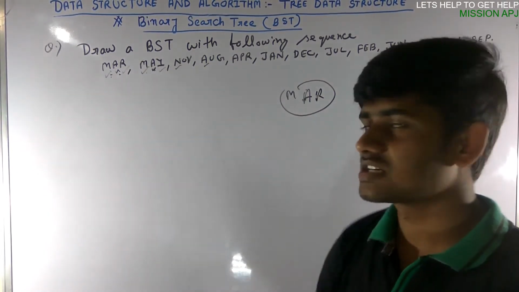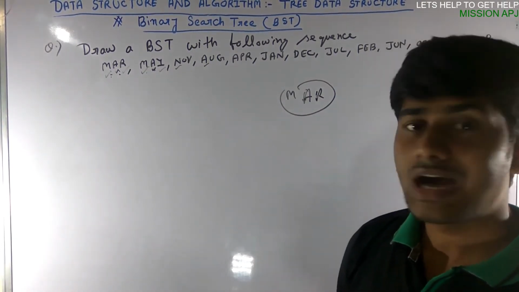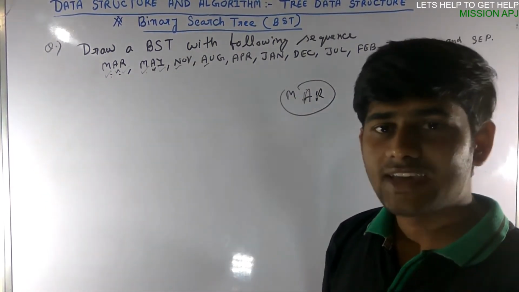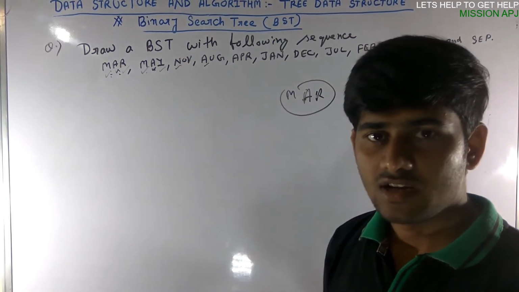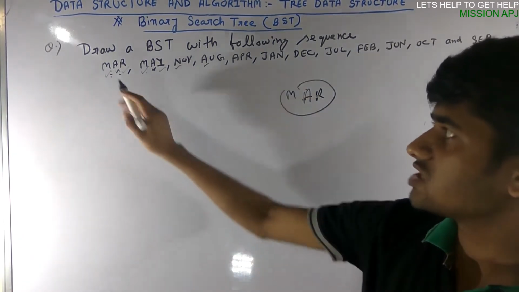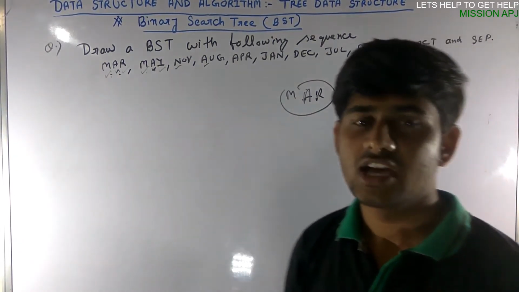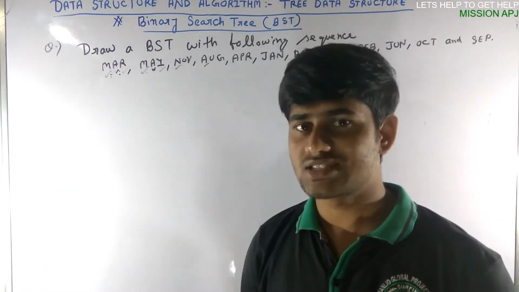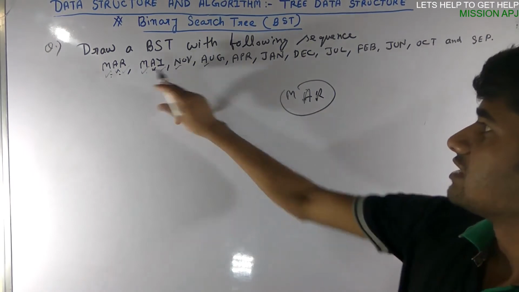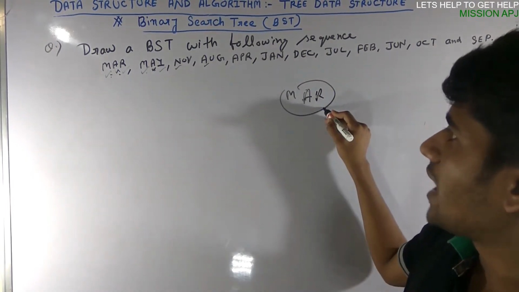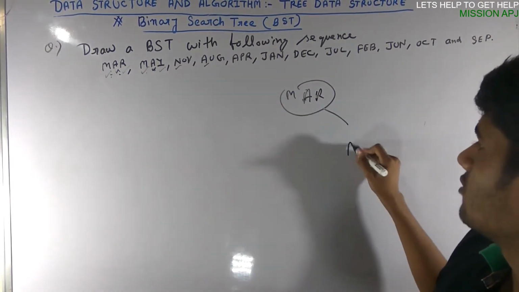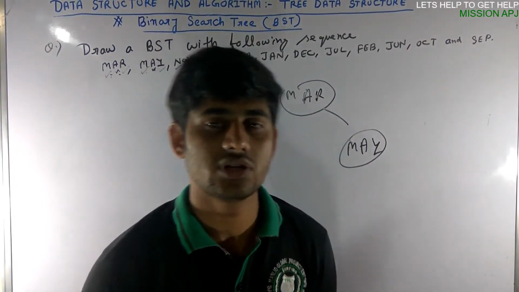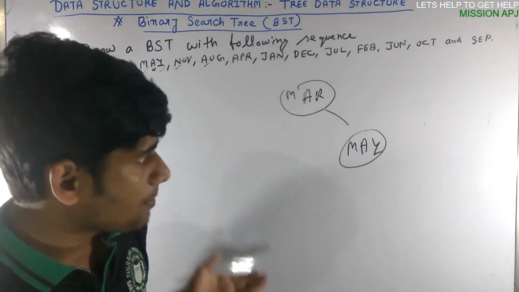Whether R is greater than Y? No. R is less than Y? Yes. Why? Because Y comes after R. So we will understand in this way that as Y comes after R, Y is greater than R. Okay, so that is our conceptual understanding. In that way we can say that as Y is greater than R, MAY will come in the right of MAR. But that's the conceptual part we will draw in a manual way.